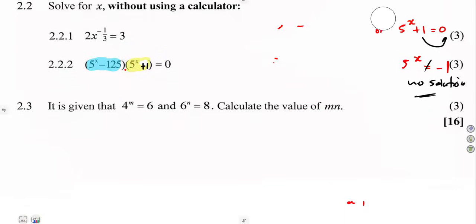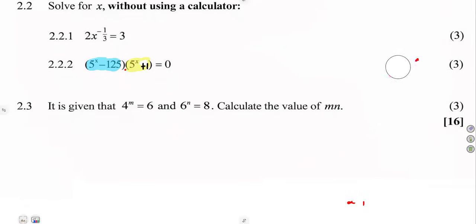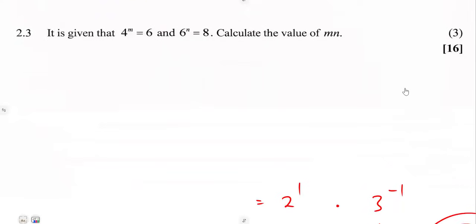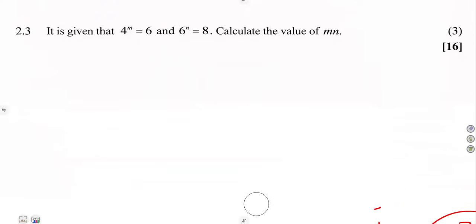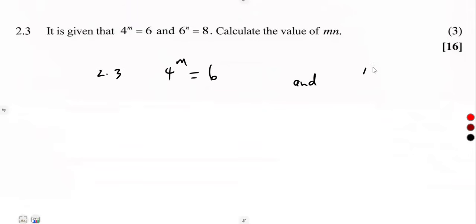2.3, we were given this statement. So play around when you've got questions like these, guys. You play around with them and understand what they are trying to do. It is given that 4 to the exponent of m is equal to 6. And at the same time, 6 to the exponent of n is equal to 8.